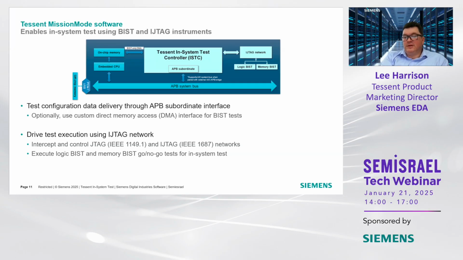There is also the option to use the MissionMode IP directly, so reducing the complexity of the system and not needing a CPU to manage it. So we have what we call a DMA access. But essentially, whether you're using the DMA access or whether you're using the CPU, all of the data will be delivered via the IJTAG network, and it will set up and control your logic BIST or memory BIST infrastructure.